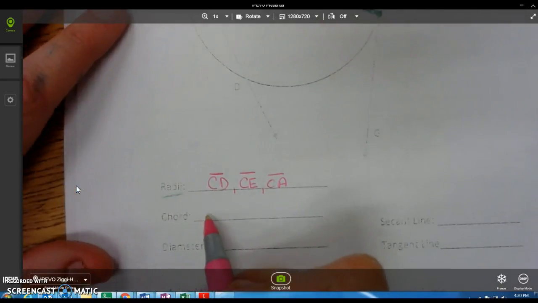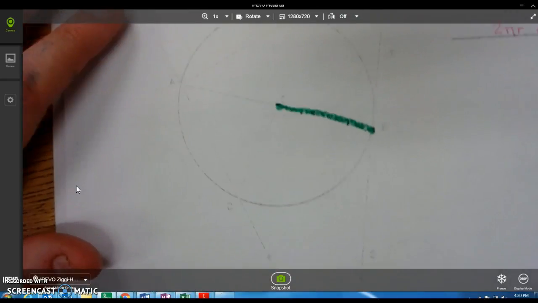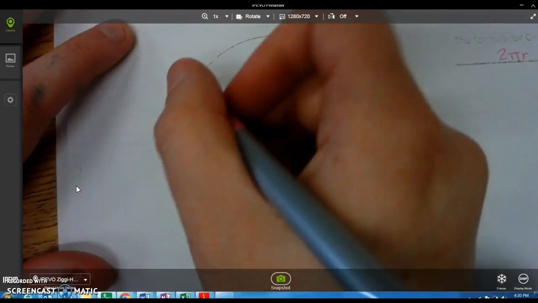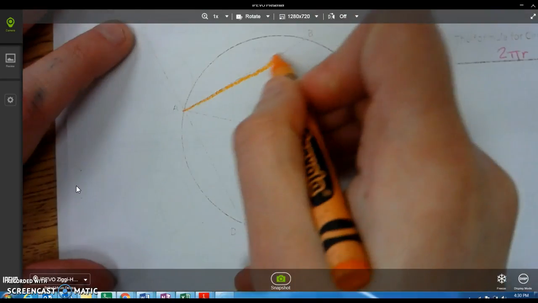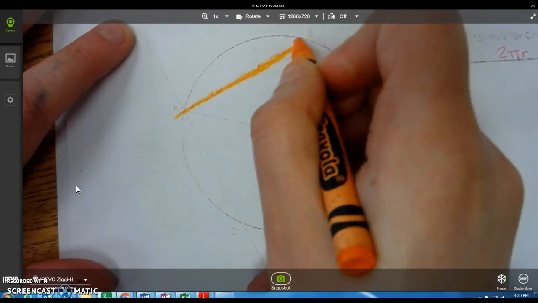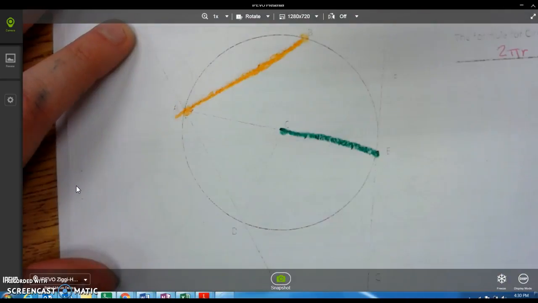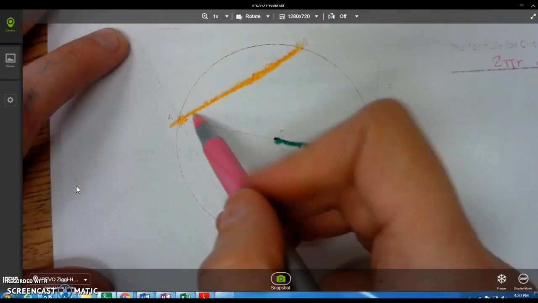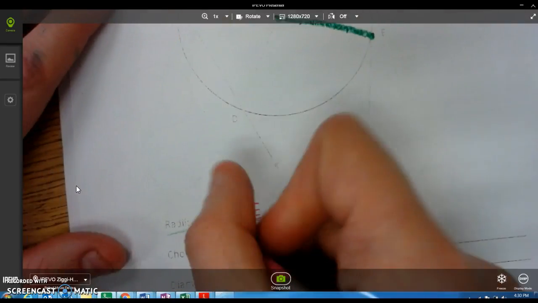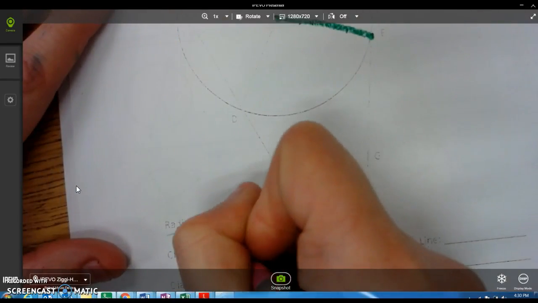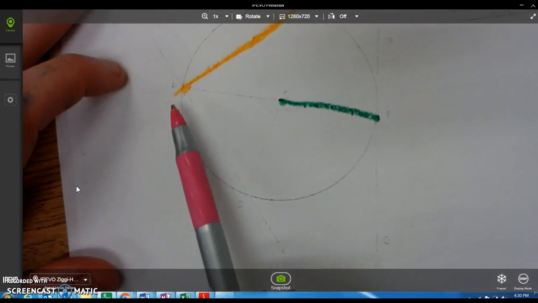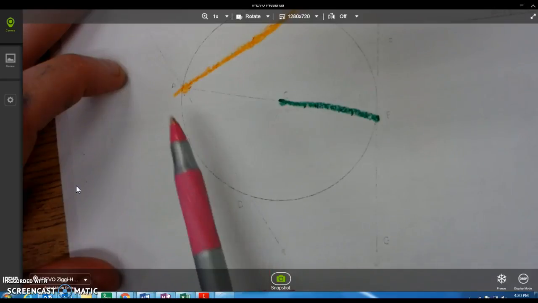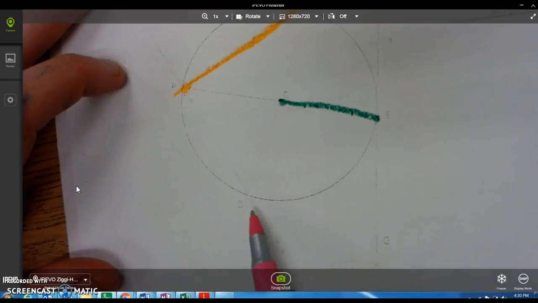We've also got chord, which was a line segment that connects 2 points on a circle. So that's going to be like AB. Because both of those are on the outside of the circle. So that is AB. That's also a line segment. We could also say that AD, if I make it a line segment, is a chord.